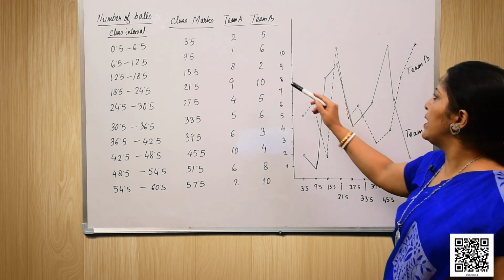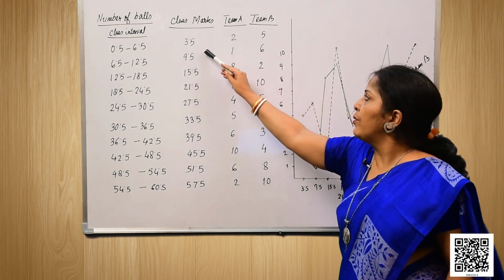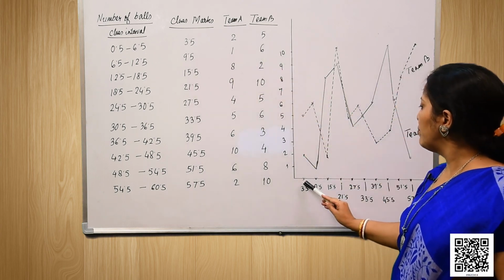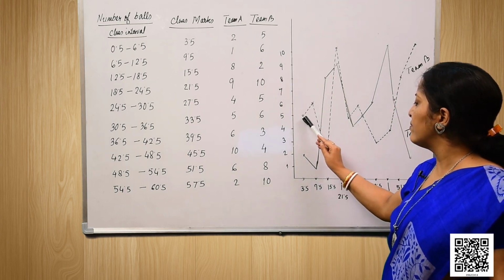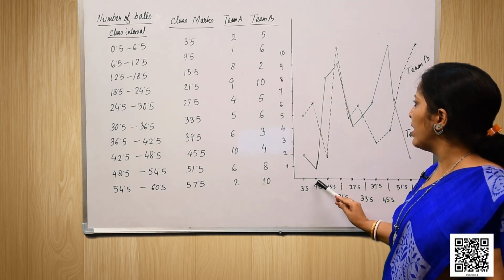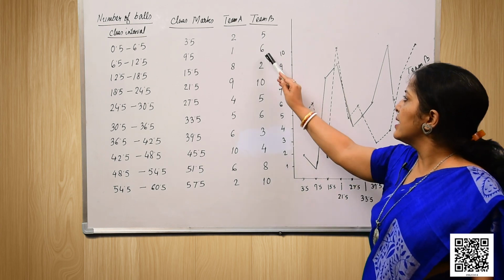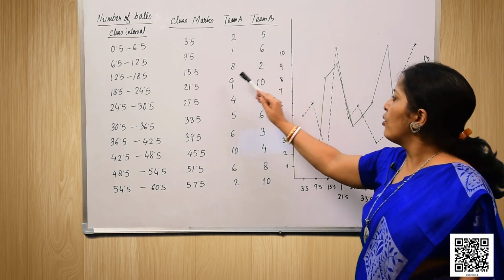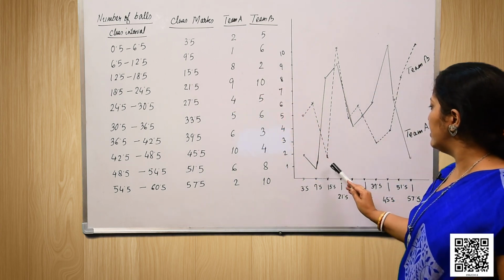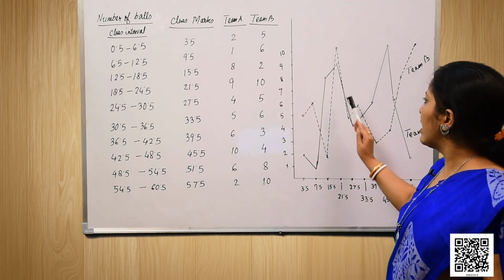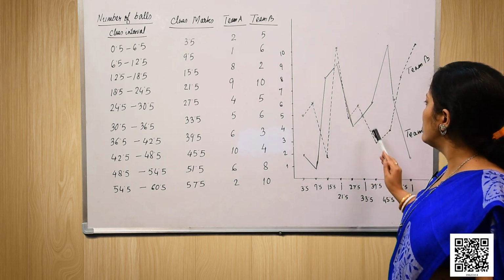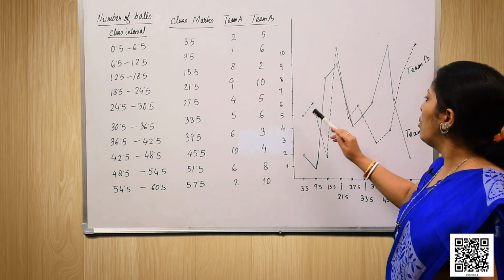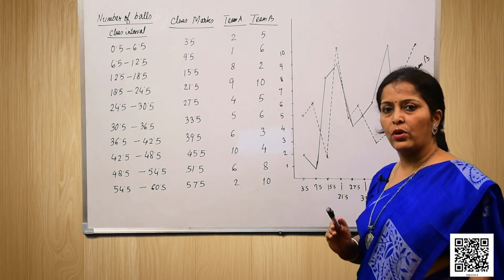Now we come to team B. Here on top of 3.5 we have the frequency 5, so on top of 3.5 we mark the frequency 5. On top of 9.5 we mark the frequency 6 as was given to us. The next is 2 on top of 15.5. Then next we have 10, then 5 and so on. And the line for team B, we join by dotted lines.